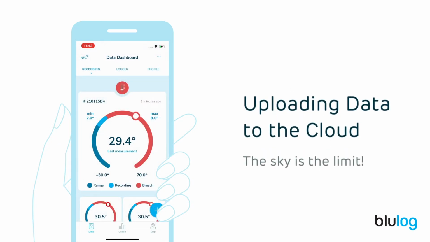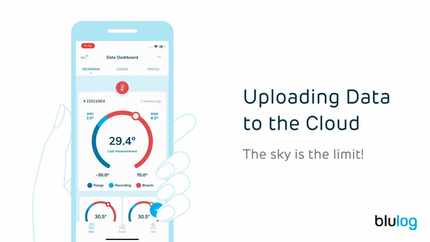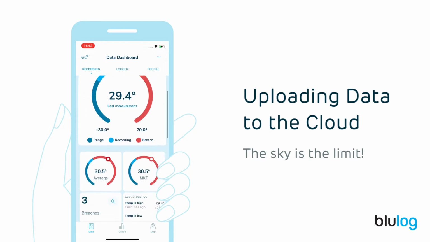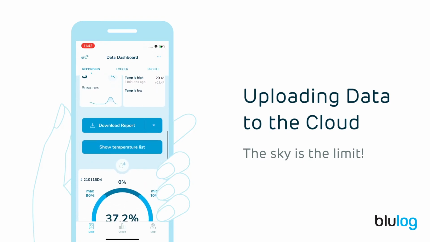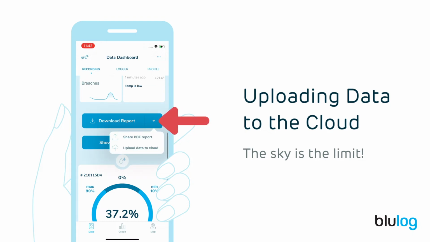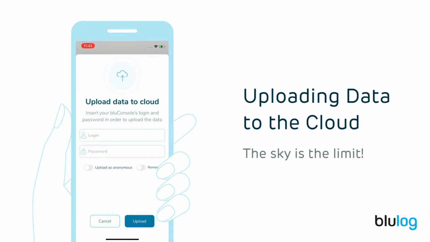Now let's talk about uploading data to the cloud. First, make sure you are inside a data dashboard page and you have selected a recording tab. Now scroll down and you should be able to see a download report button. Tap on the down arrow at the right of the button and select Upload Data to Cloud from the drop-down menu. Now a new pop-up should appear.